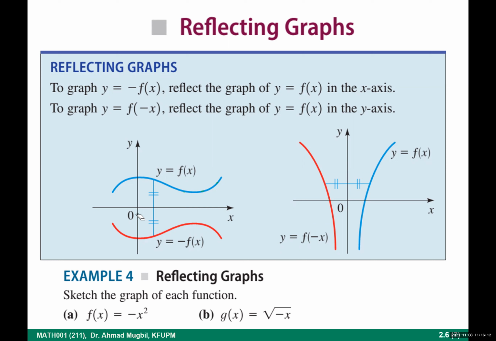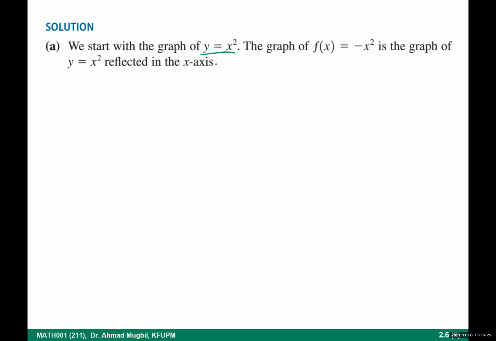Now, sketch the graph of negative x squared. Look how we will use the reflection here to sketch the graph of this function. What will we do? We will start with the basic function. Our basic function is what? x squared. So we will start by sketching the graph of x squared. This is y equals x squared.